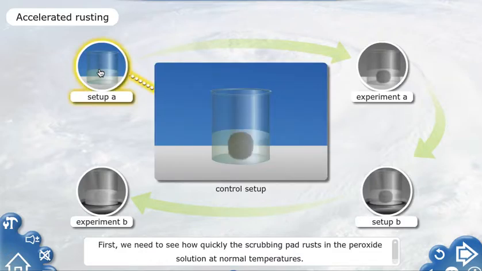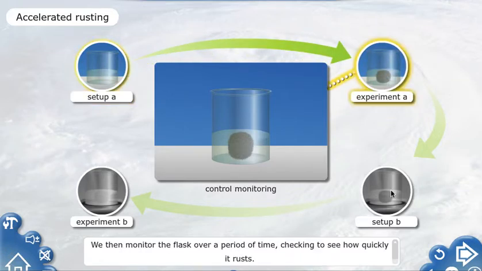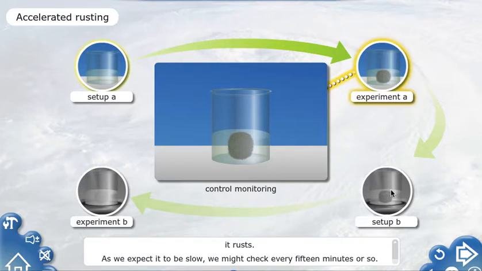First, we need to see how quickly the scrubbing pad rusts in the peroxide solution at normal temperatures. We do this by adding the scrubbing pad to a beaker and then carefully adding our peroxide solution. We then monitor the flask over a period of time, checking to see how quickly it rusts. As we expect it to be slow, we might check every 15 minutes or so.